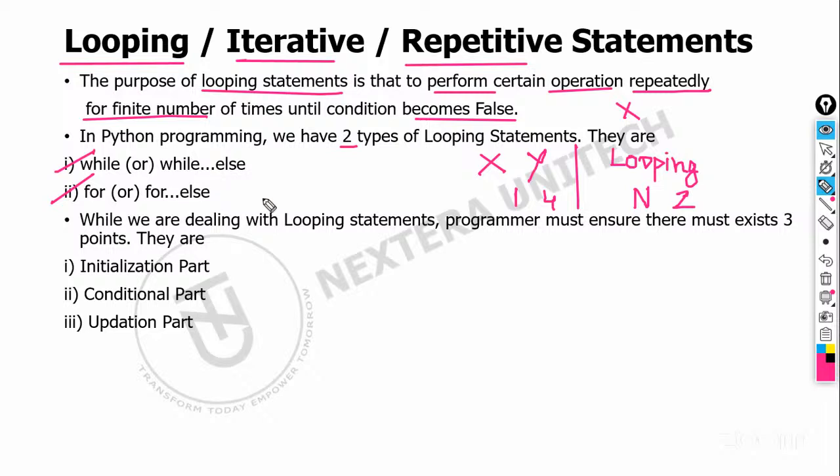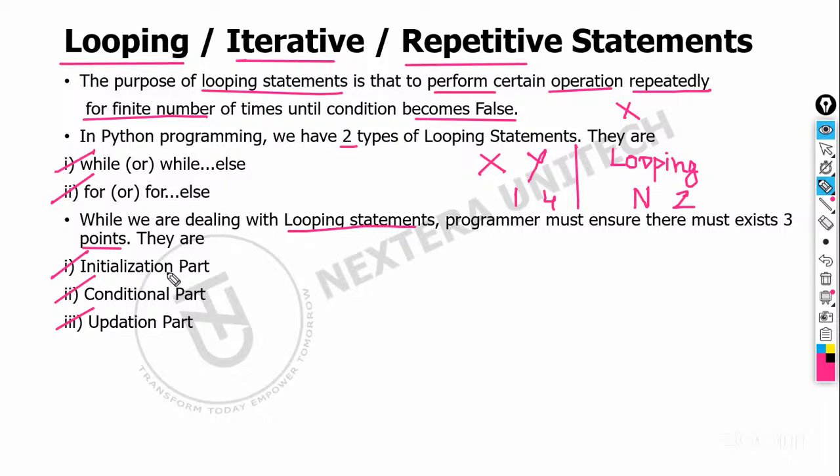Clear? Especially when we are dealing with looping statements, we have to ensure that 3 points are maintained. A programmer who comes up with a looping statement has to ensure these 3 points exist. What are they? The initialization part, then the conditional part, as well as the updation part.